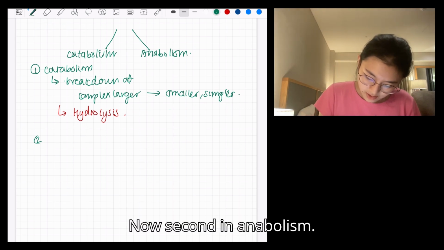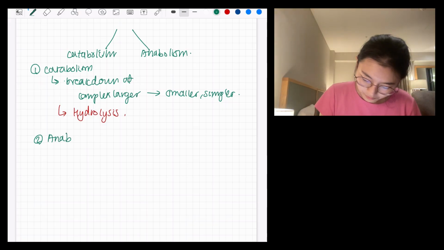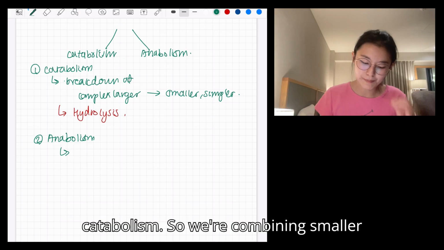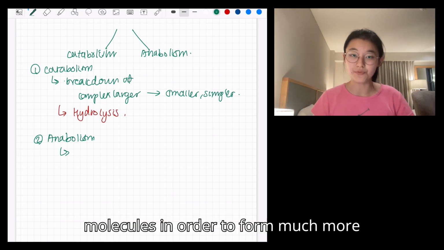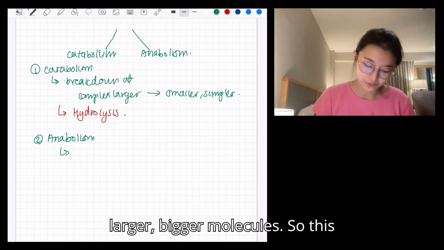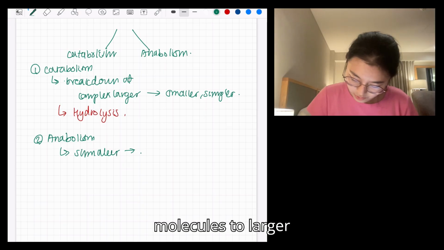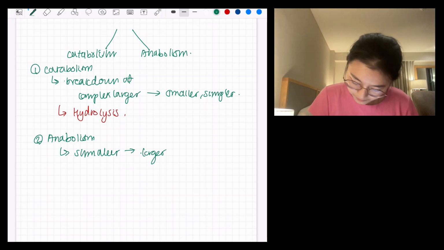Now, second, in anabolism, we're essentially doing the opposite of catabolism. So we're combining smaller molecules in order to form much larger, bigger molecules. So this is going from smaller molecules to larger molecules.